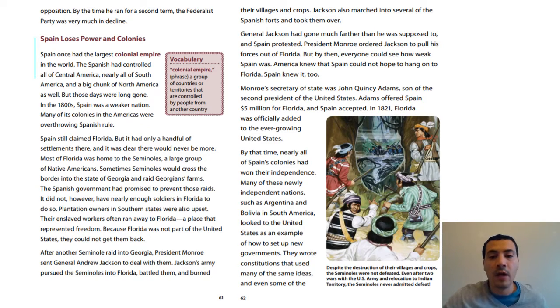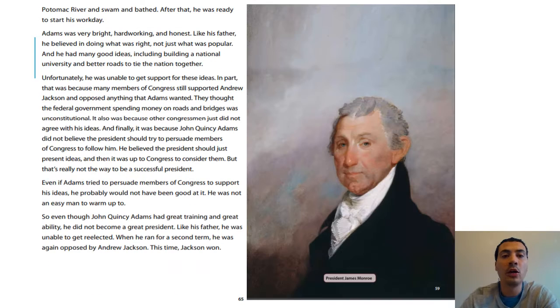Let's continue. He went to the Potomac River and swam and bathed. After that, he was ready to start his workday. Adams was very bright, hardworking, and honest. Like his father, he believed in doing what was right, not what was popular.